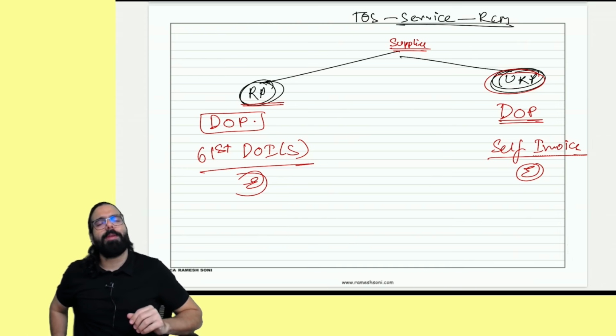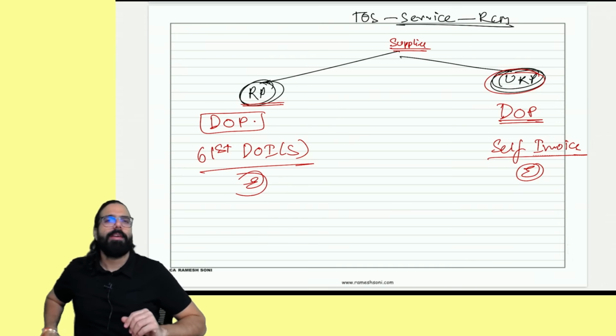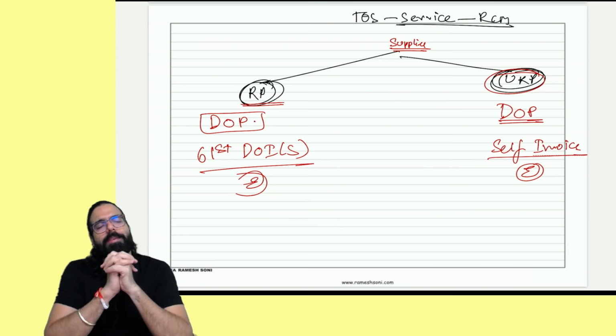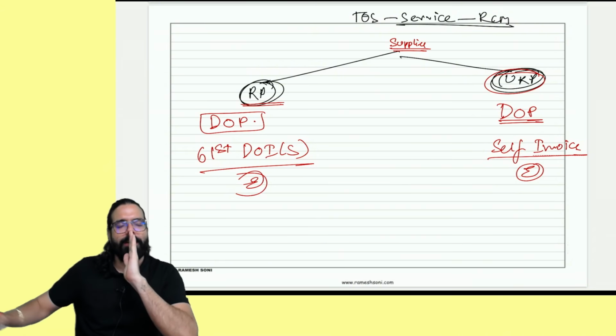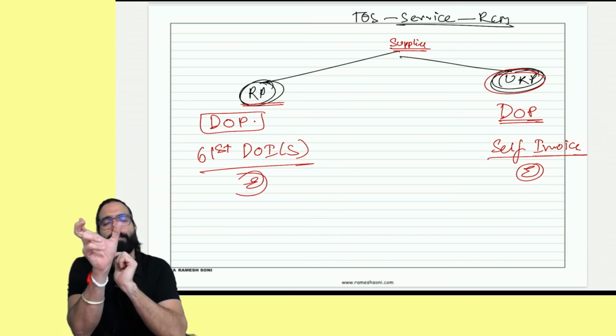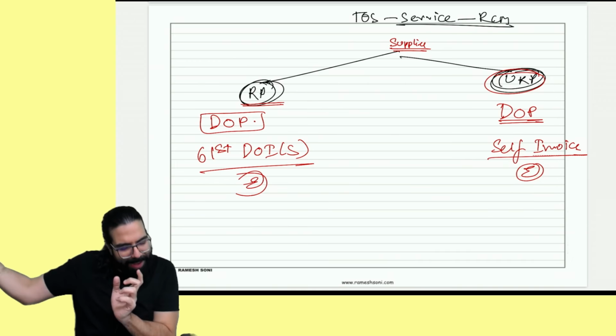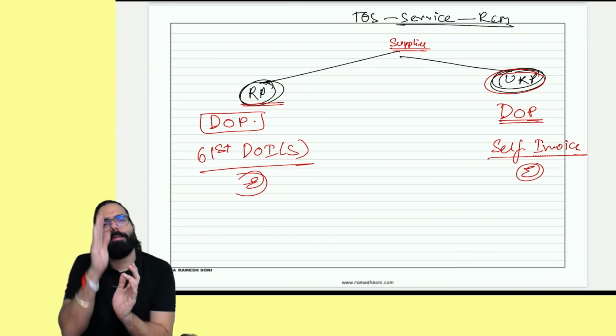People, remember this. If your supplier is a registered person, you have to pay GST when? Sir, if my supplier is a registered person, I will pay the GST the day I made the payment to him. When did I make the payment? Book entry or debit, whichever is earlier. Date of payment, or from the supplier's invoice, I have to take the 61st day, whichever is earlier.